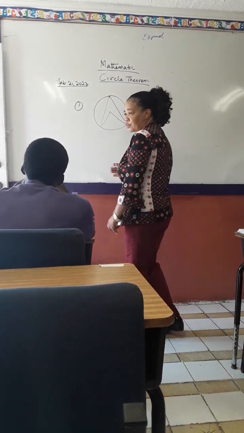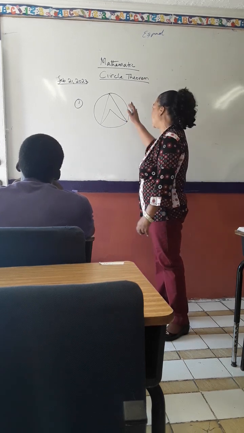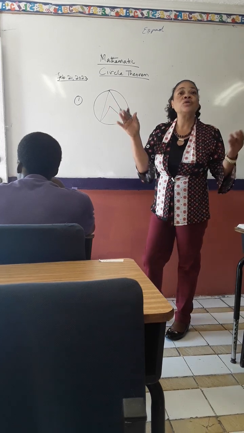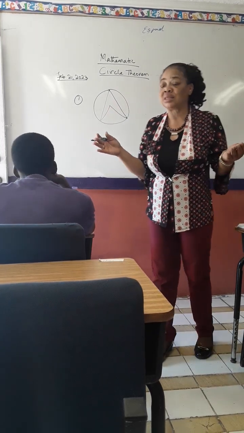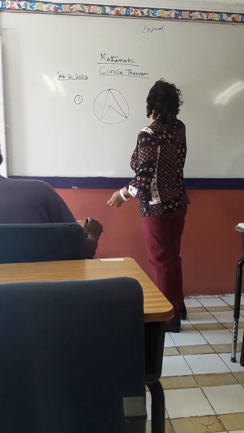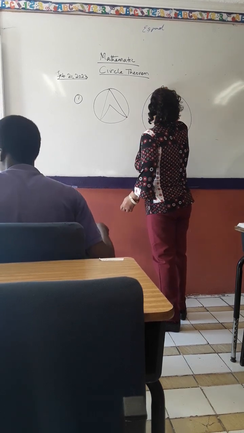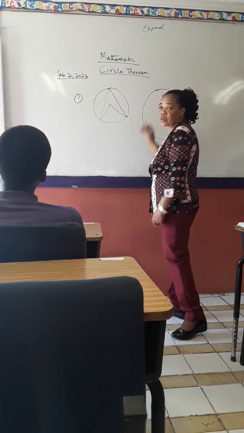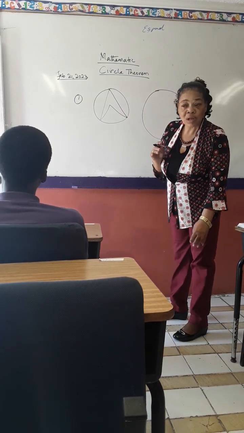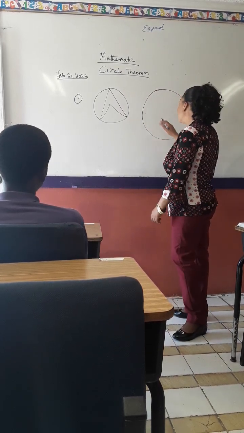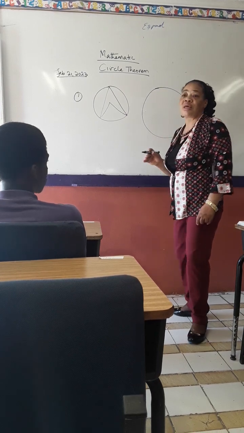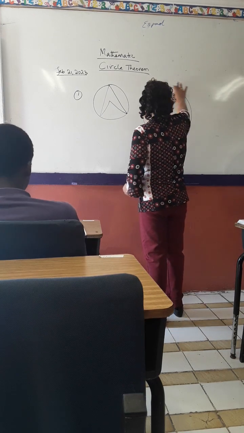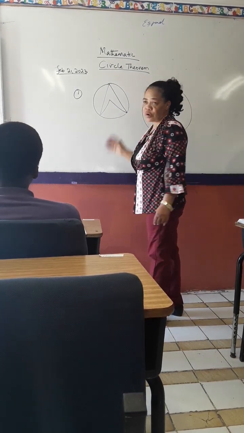So, Julius, you weren't here yesterday. I've got to identify my circumference, meaning I have to know some things. There are some basic things that I have to know. When I say a circle, I have to know that all around the circle is called the what? It's called the circumference. All around the circle is called the circumference.